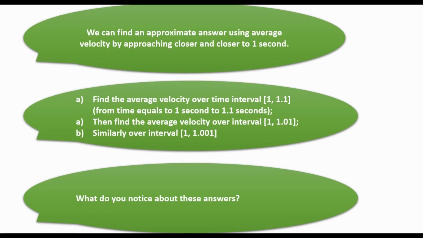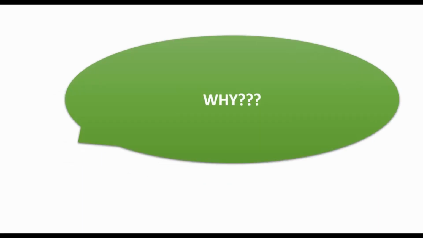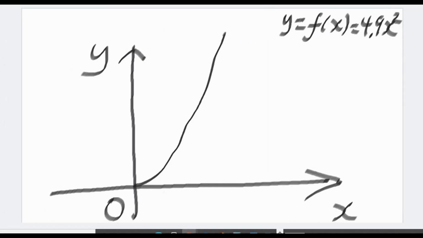Now, what do you notice about these answers? Well, you find the answer approaches 9.8. But why? Well, let us go back to our math classroom and I will explain to you why. Now, recall the freefall velocity formula is just a parabola. Hence, I replaced time t with x for simplicity when I graph the parabola y equals 4.9 x squared.